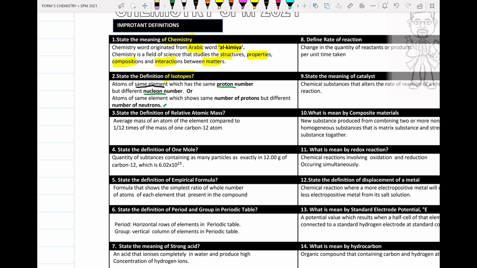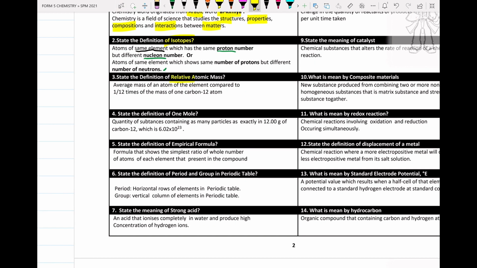All right, so we check the third definition. What is meant by RAM? Relative atomic mass is the average mass of an atom when compared with 1/12 times the mass of a carbon-12 atom.